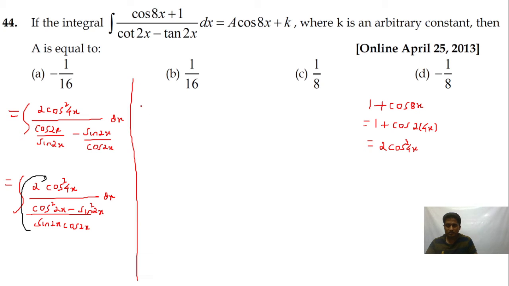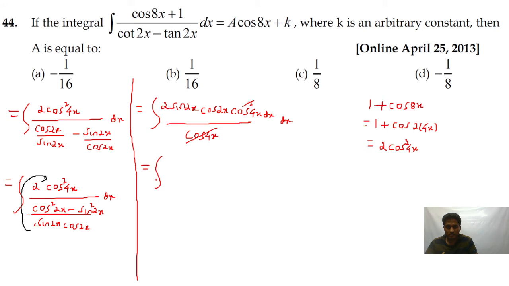So this can be written as integration of 2 sin 2x cos 2x upon cos square 4x dx. Cos square x minus sin square x is cos 2x, right? So this becomes cos 4x. Anyways, cos 4x will cancel with the square. 2 sin theta cos theta is sin 2 theta. This will be sin 4x upon cos 4x dx.